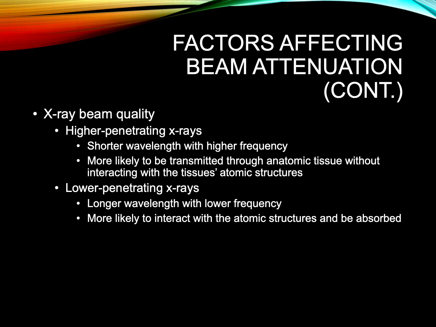Lower penetrating X-rays, which have a longer wavelength and low energy or low frequency, are more likely to interact with the atomic structures and be absorbed. The kV selected during X-ray production is going to determine the energy or the penetrability of the X-ray photon, and this is going to affect its attenuation in the anatomic tissues. Beam attenuation is decreased with a higher energy X-ray beam and increased with a lower energy X-ray beam.